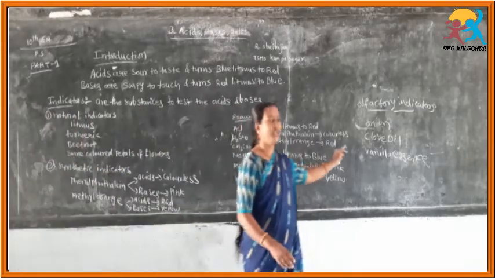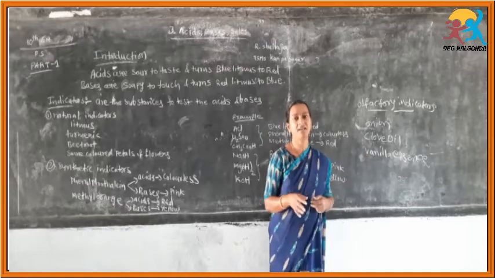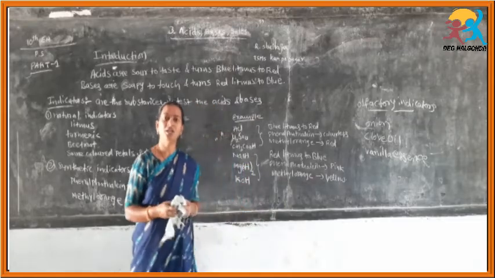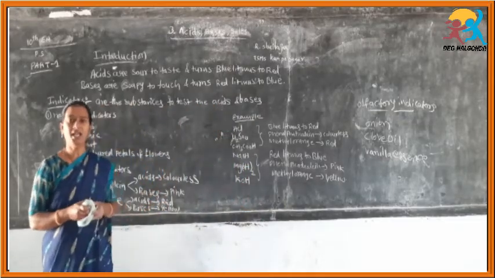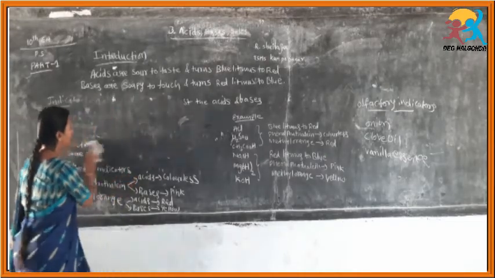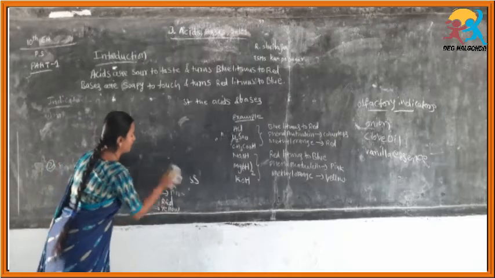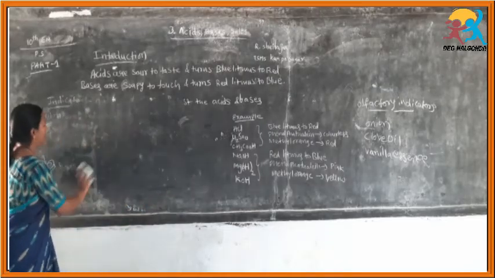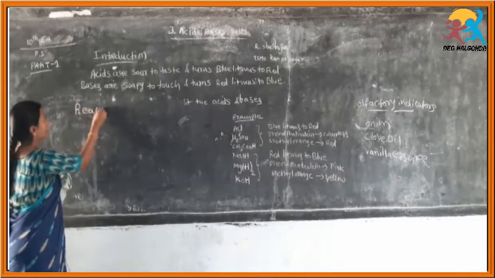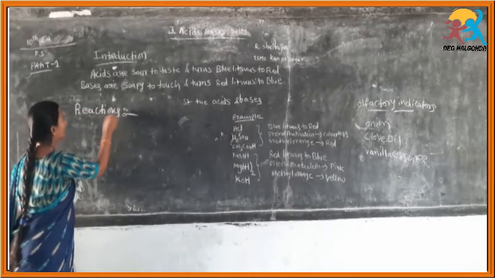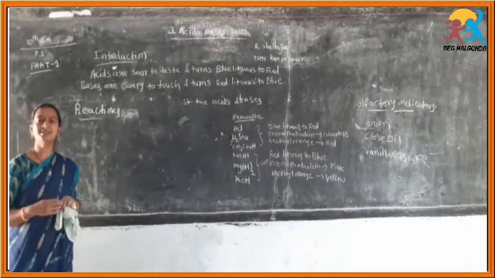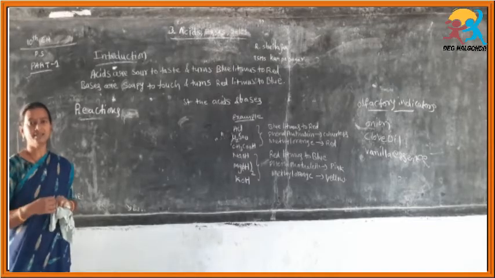In these olfactory indicators, by changing the smell we can identify the acids and bases. So this is about identifying acids and bases by using the indicators. Okay, next we go for the reactions of acids and bases.